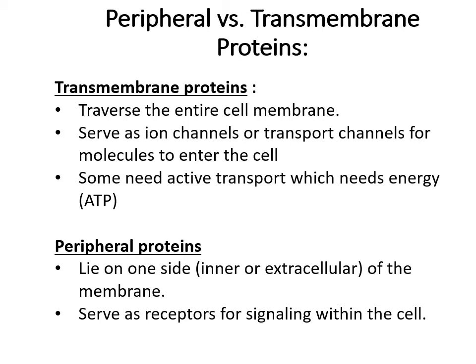or transport channels for other molecules such as glucose to get into the cell. Okay, now some of these proteins will need active transport. And when you see the word active transport, that means that it needs to use ATP, which is the body's energy currency, right? So adenosine triphosphate. So some of them have active transport, some of the channels will just have passive diffusion through the membrane protein. So it just depends on what we're talking about.